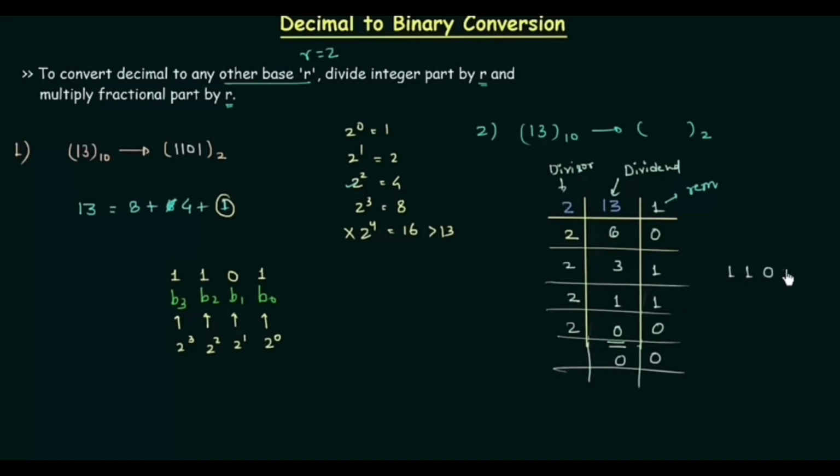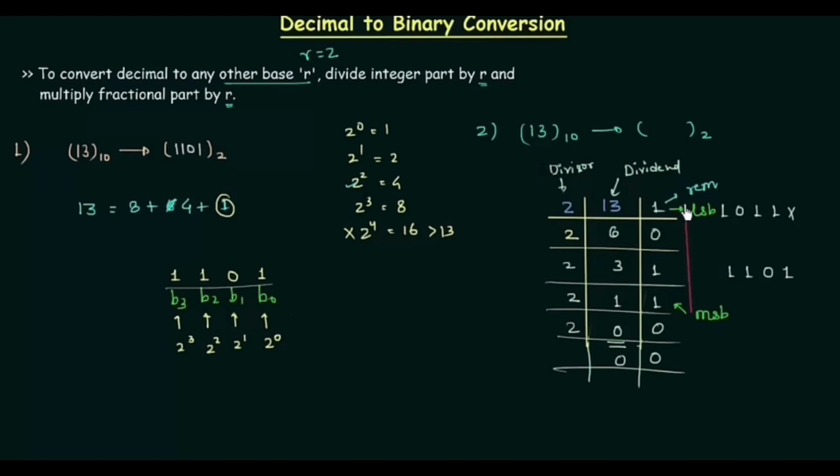1, 1, 0, 1. As we have already seen, the binary equivalent of 13 is 1, 1, 0, 1. So don't consider this one as the MSB. If you consider this as the MSB, the result will be 1, 0, 1, 1, which is not true. So this one right over here is the MSB, the most significant bit, and this one, the first one, is the LSB, the least significant bit. And MSB is the leftmost bit, so we have 1 here, and LSB is the rightmost bit, so this one comes here. So this is the binary equivalent of number 13.